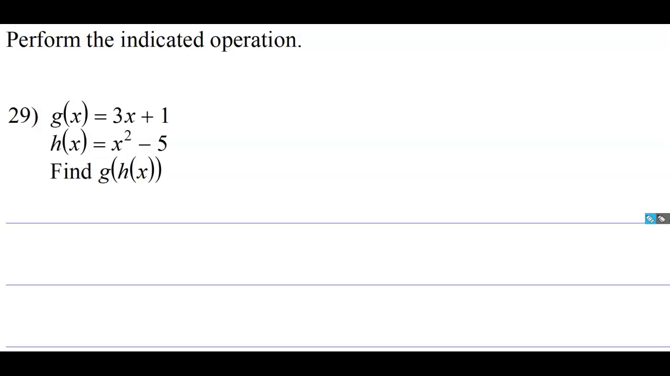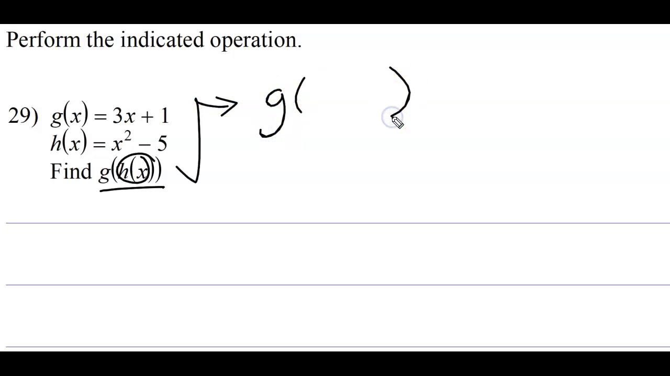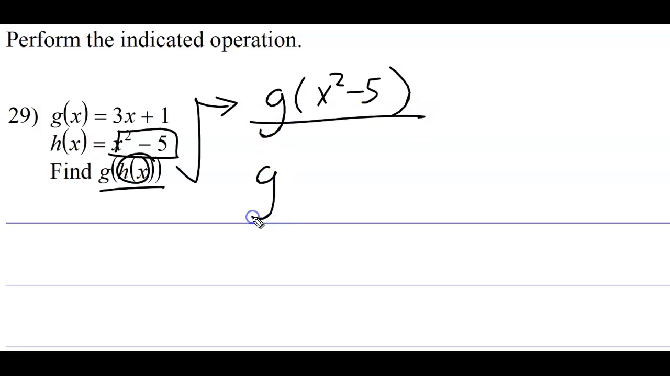So in this case, it says find g of h of x. Now what that means is you're going to plug the h function into the g function. So what is the h function? The h function is x squared minus 5. So that's what we're going to be plugging into the g function. And how do we do this? Well, I mentioned you start by writing the g function, but where the x's are, we're going to leave blanks, and in those blanks, we're going to put the h function.